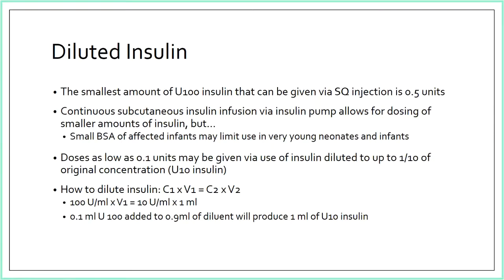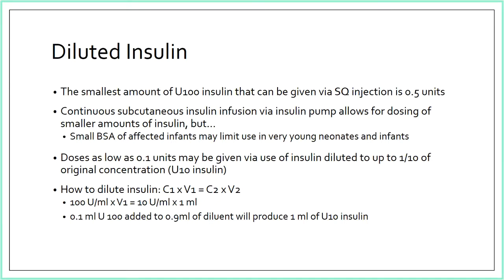So we frequently have to use diluted insulin in neonates. Obviously, neonates have relatively low insulin requirements, and the risk of hypoglycemia is significant at typical doses of U100. The lowest dose that we can give of U100 insulin via subcutaneous injection is 0.5 units.